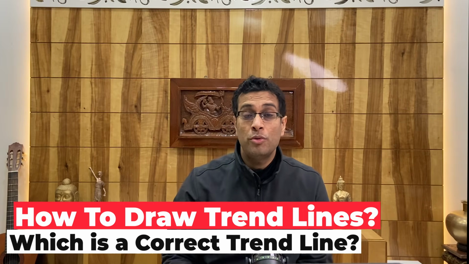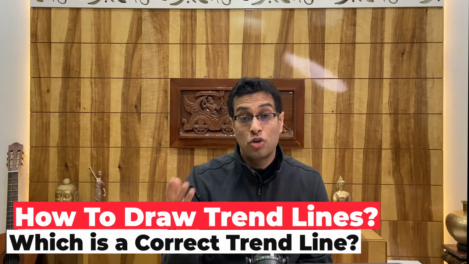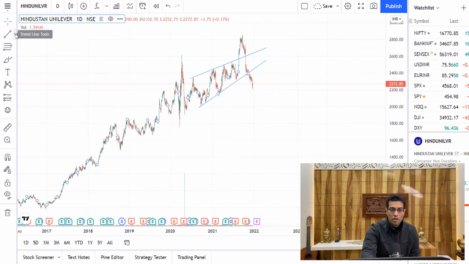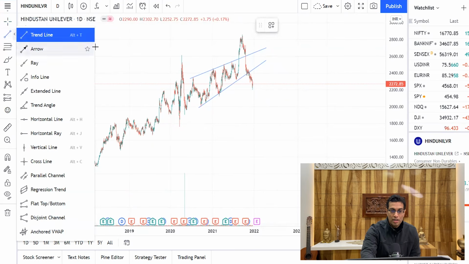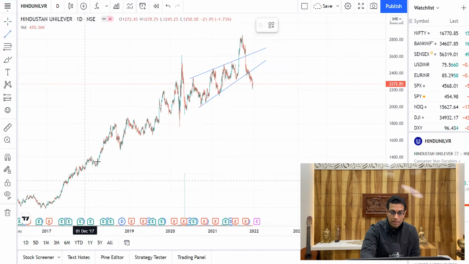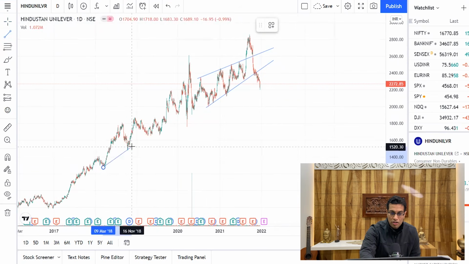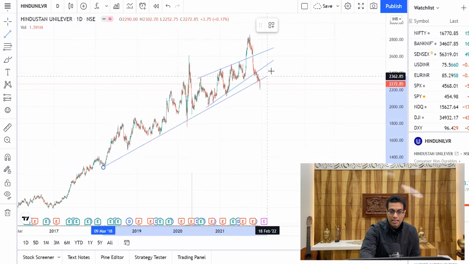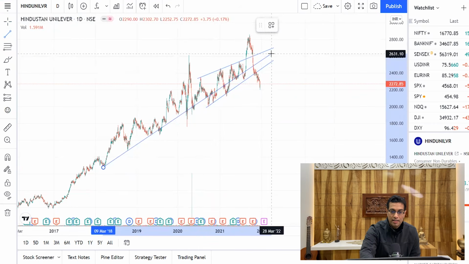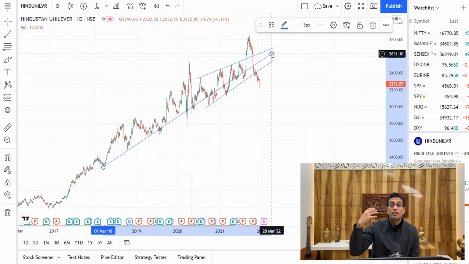Now comes a very important question: Akshat, can you talk about how to draw a trend line? What is a correct trend line versus not? So you can go on TradingView, and there's a tool called trend line. You just pick it up and then start connecting the dots. For example, I see a certain trend which is growing here. I'll pick my first dot here, connect this, and then extend this. So I've connected this and extended this. So this is another trend.